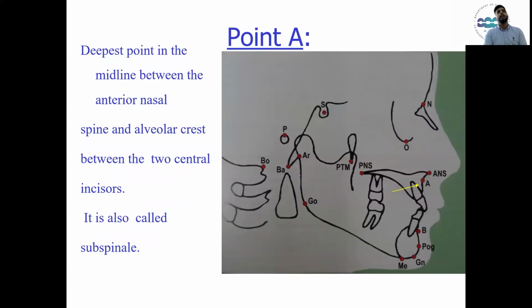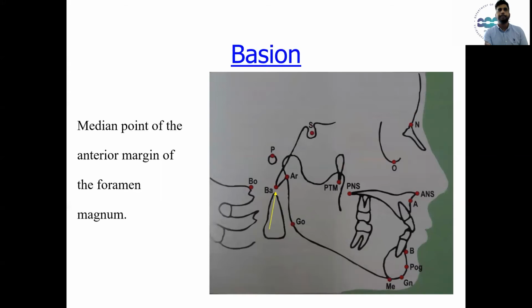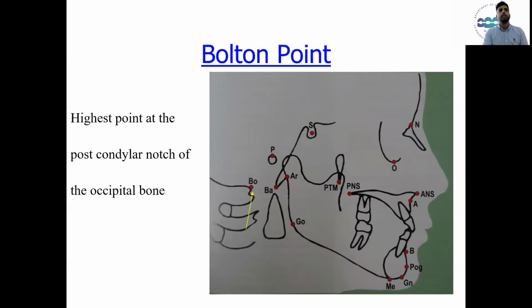Next is point A. It's the deepest point in the midline between the anterior nasal spine and the alveolar crest between the two central incisors. It is also called subspinale. Next, point B. It's the deepest point in the midline between the alveolar crest on the mandible and the mental process, so it's called supramentale. It's the deepest point on the mandible. Next is the basion, the median point of the anterior margin of the foramen magnum. Next is Bolton point, the highest point at the postcondylar notch of the occipital bone.